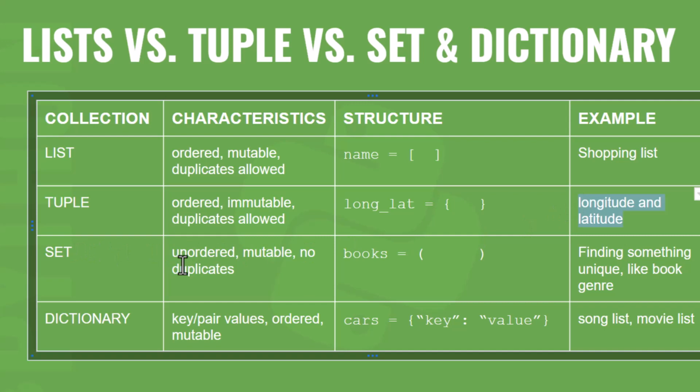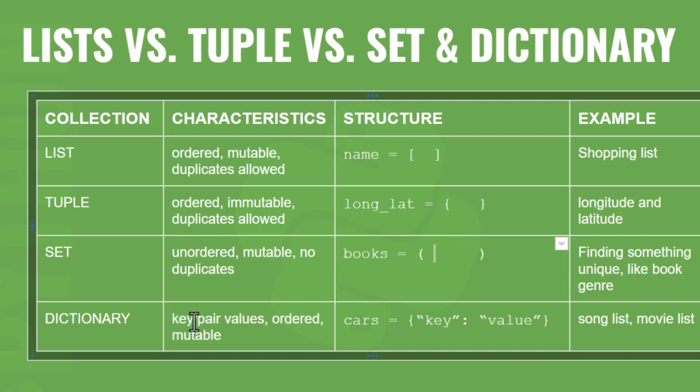A set is unordered, mutable, and does not allow duplicates. And again, here we could have books, and let's say we want to find something unique, like a book genre, and we want to have all of those in a set. And let's say we have multiple horror items in that book set. When we search it, we can actually eliminate the duplicates in there. And I'll go over this as well.